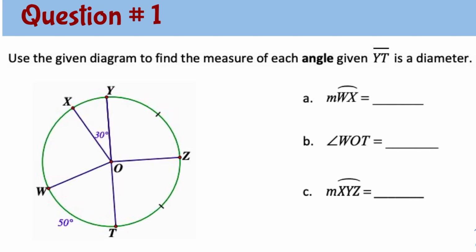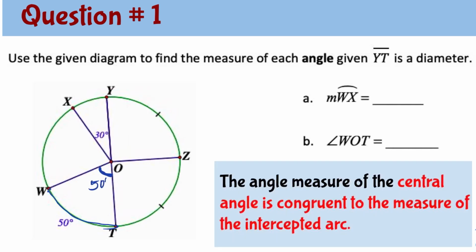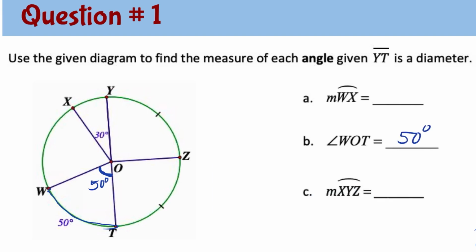Use the given diagram to find the measure of each angle and arc given that segment YT is a diameter. So in this diagram, you were given that the measurement of arc WT is 50 degrees. So this means that this central angle is also 50 degrees, because we know that the central angle is equal to the measurement of the intercepted arc. So the measurement of angle WOT is 50 degrees, congruent to the arc WT.